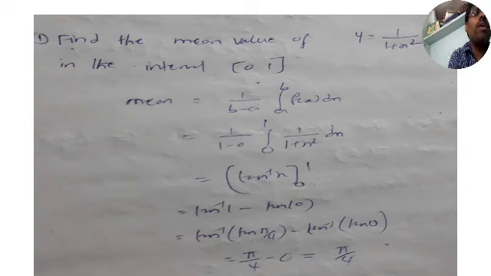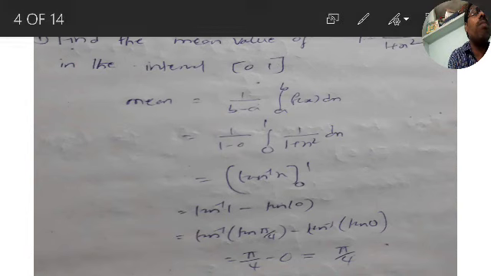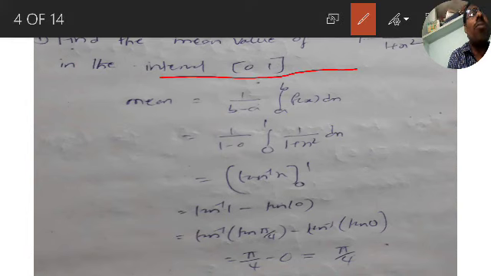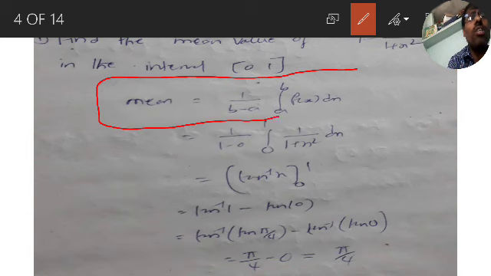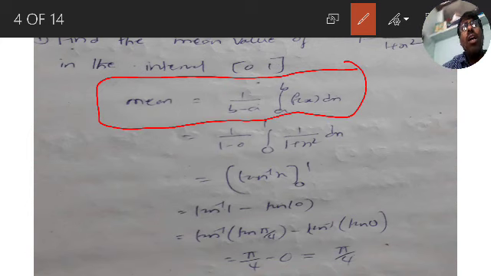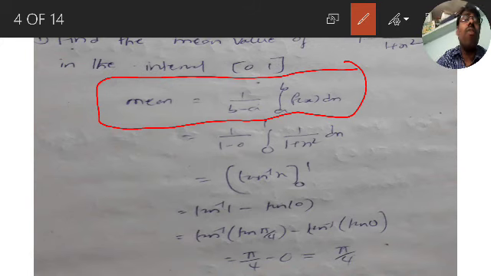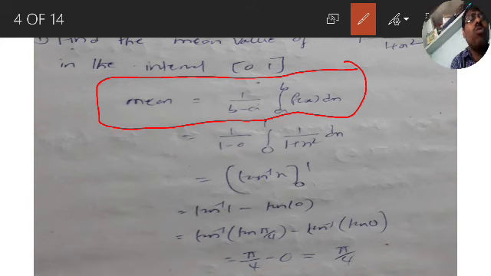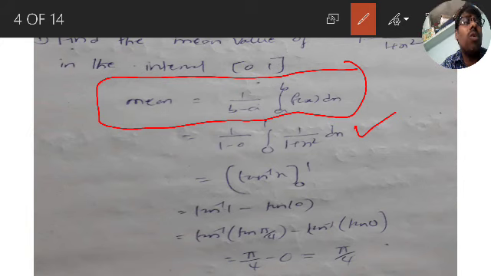So you have to find the mean value. This is the formula for mean value that I just gave. So what is the mean value, guys? Mean is equal to 1 by b minus a integration a to b f of x dx. In place of a it is 0, b is equal to 1, and f of x is equal to 1 by 1 plus x square. Write it down in the formula, what you'll get: 1 by 1 minus 0 integration 0 to 1, 1 by 1 plus x square dx.